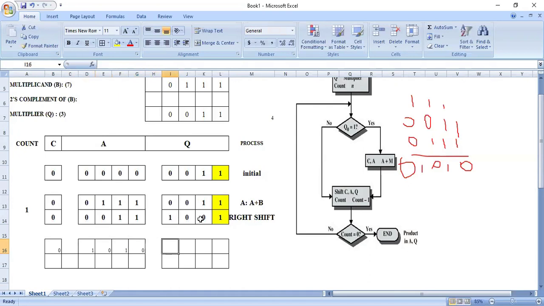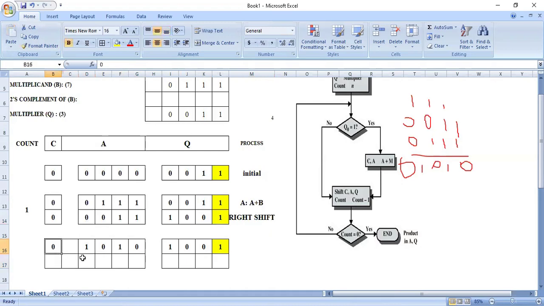And here the same value has been brought down. So 1, 0, 0, 1. The same previous value has been brought down here. Is it clear? Now after performing this one, I have to perform the right shifting. So after adding this one, I have to perform the right shifting.